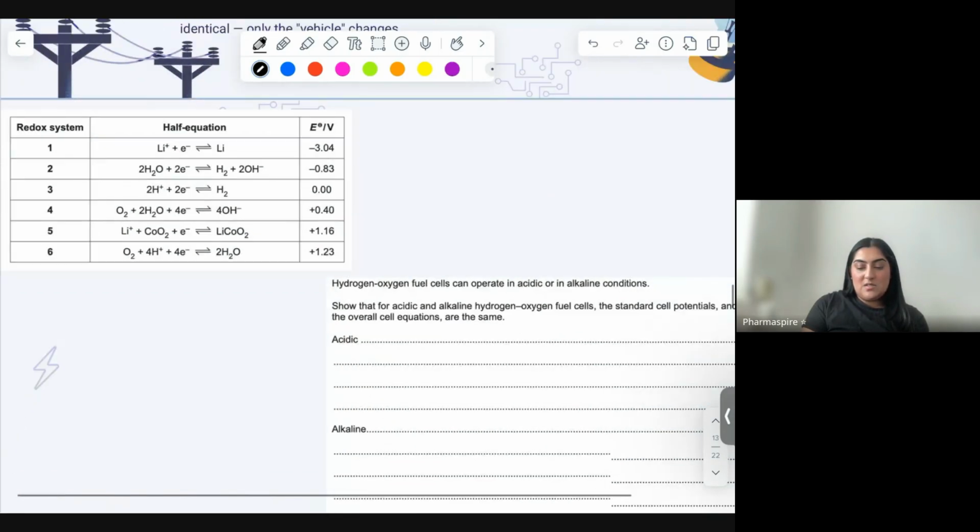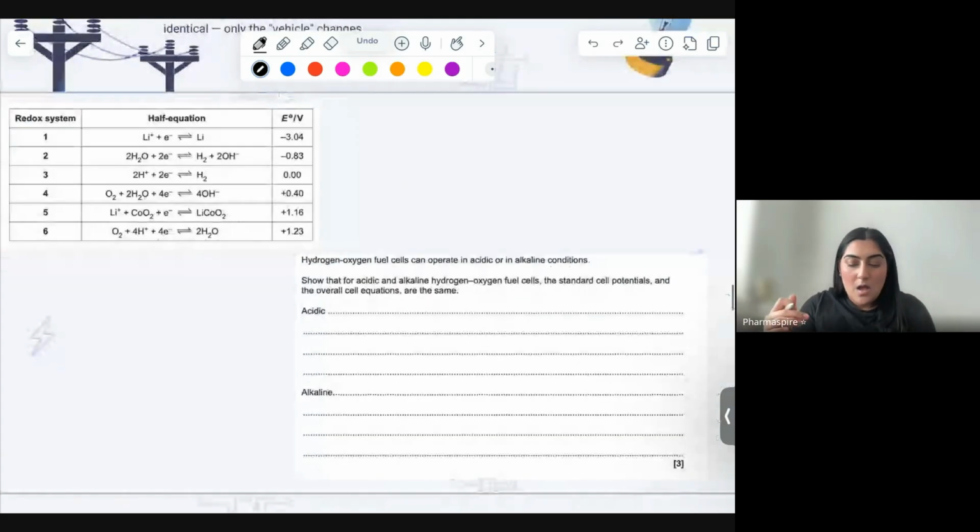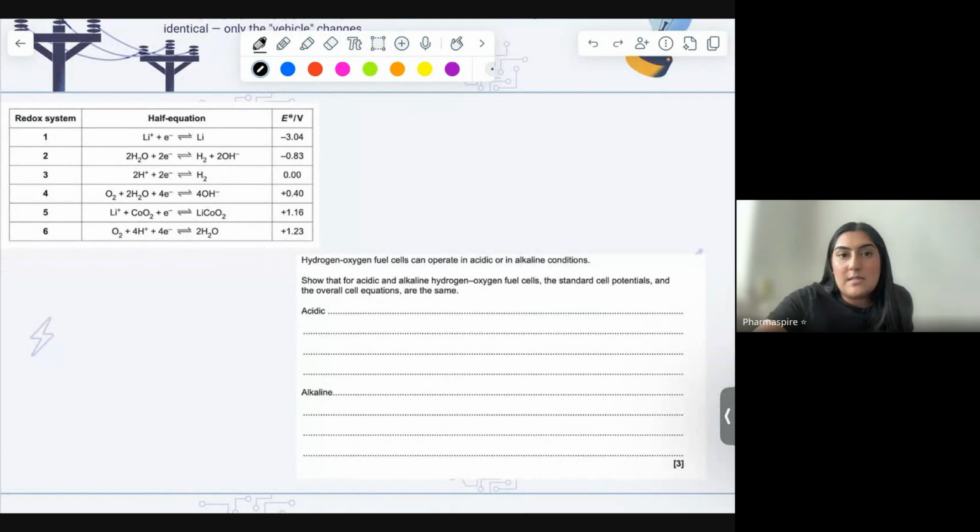So if we have a look at this one, they've said to us, hydrogen fuel cells can operate in acidic or in alkaline conditions. Show that for acidic and alkaline hydrogen-oxygen fuel cells, the standard cell potentials and the overall equations are the same. Well, we basically need to look at the half equations and then prove that everything has got the same overall result.